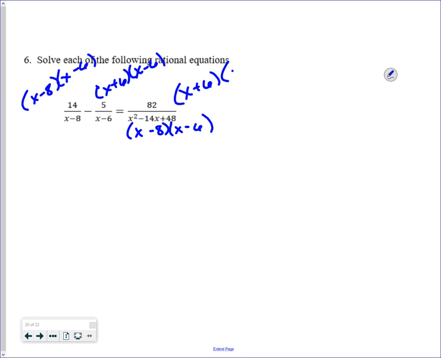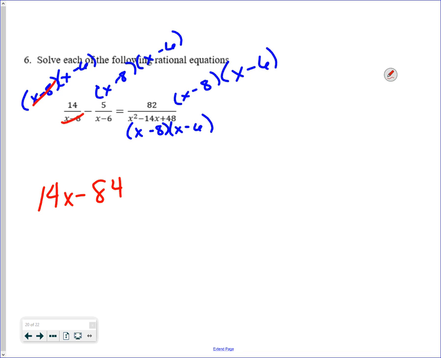I show my work, so I go ahead and multiply each one of those individually. And it should be x minus 8 and x plus 8. So I apologize right there. So x minus 8, x minus 6. All right, in the first fraction, the x minus 8s would cancel, leaving me with 14 times x minus 6.